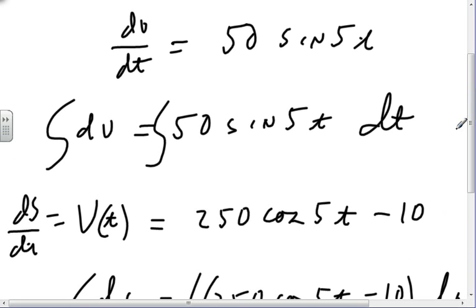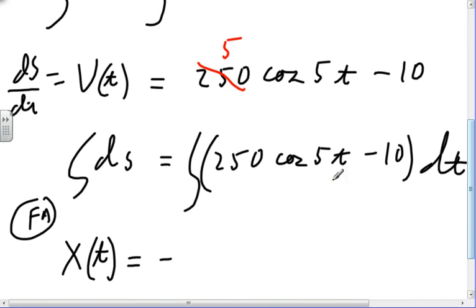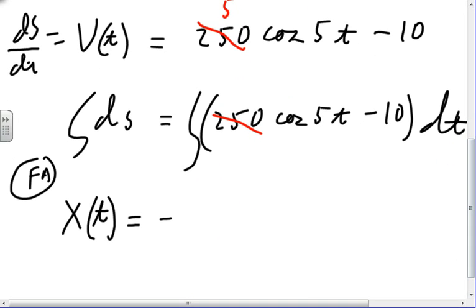Okay, as I was saying, the integral of 50 sine 5t is 5 cosine 5t, right? Say yes. Yes, it is. And the integral of 5 cosine 5t is going to be minus sine 5t.